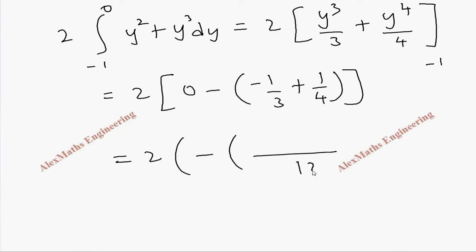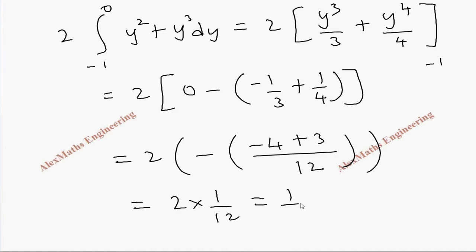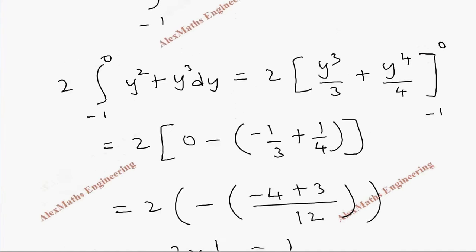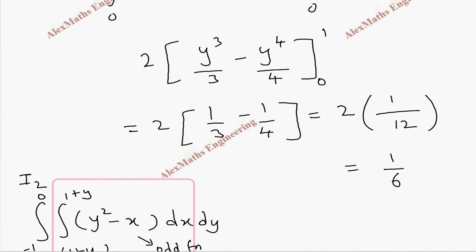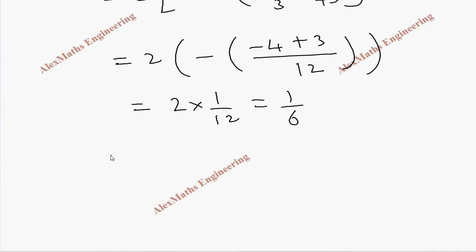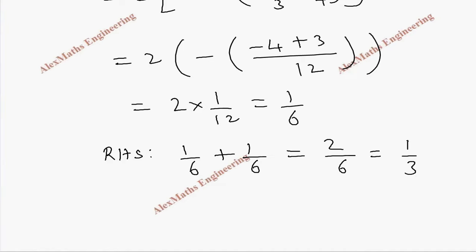Let's take LCM, which is 12. This is minus 4 plus 3. So totally it is minus 1 by 12. There is a minus sign outside, so plus 1 by 12. So 2 into 1 by 12, which is 1 by 6. So in S1 surface, we got 1 by 6, and S2 also 1 by 6. So total RHS will become 1 by 6 plus 1 by 6, which is 2 by 6. After reducing, it is 1 by 3.